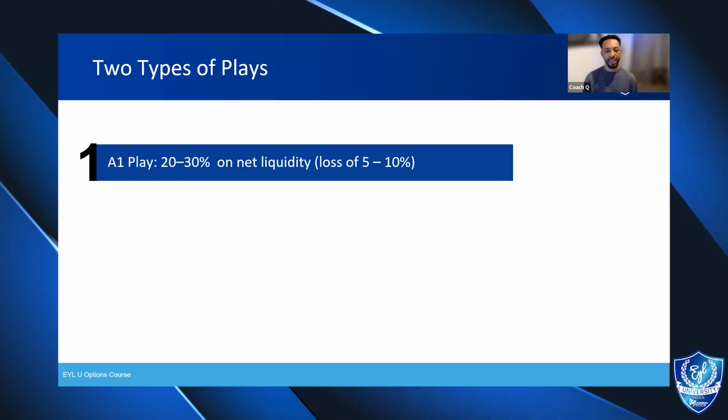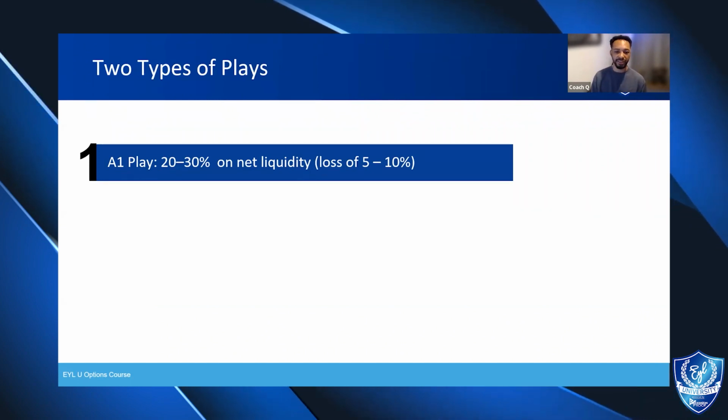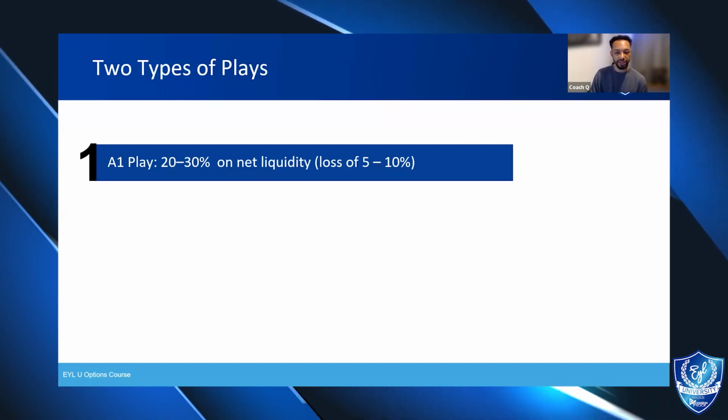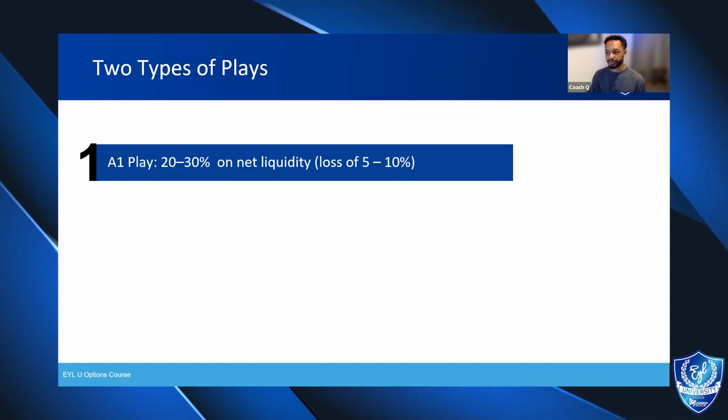All right, so next we're just going to go over the types of plays that you use. We have this A1 play. The A1 play is using 20 to 30% of your net liquidity, and there could be a potential loss of 5 to 10%. When you're using this A1 play, you want to be mindful of the strategy and how it can impact your overall portfolio. When selecting a position, how does that affect your access to the funds you have available, the capital you have, and how you can deploy it?